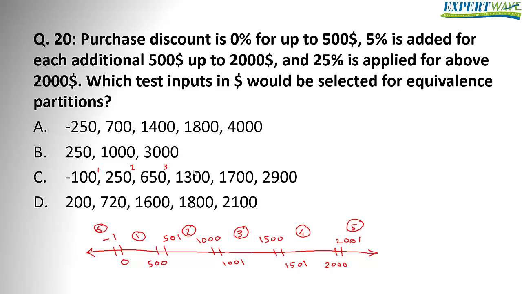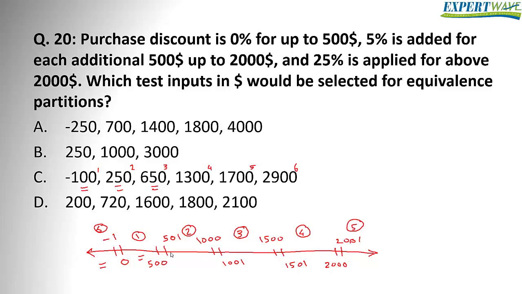-100, 250, 650, 1300, 1700, and 2900. To confirm, we need to make sure that each of those values are respectively inside each partition. We see -100 is in the negative partition. 250 is between 0 and 500. 650 is between 501 and 1000. 1300 is between 1001 and 1500.